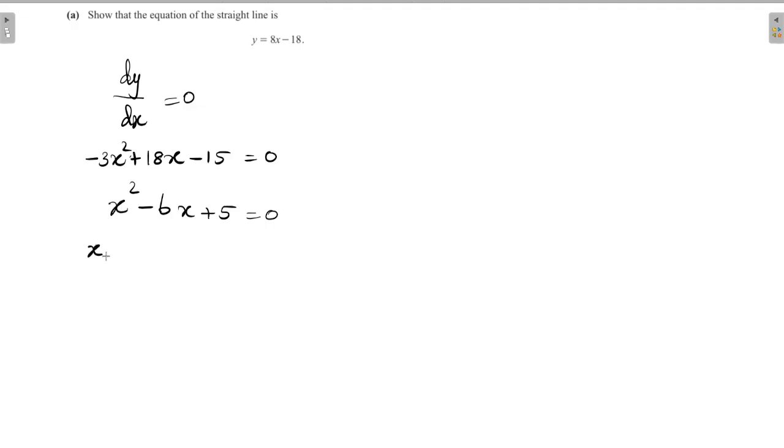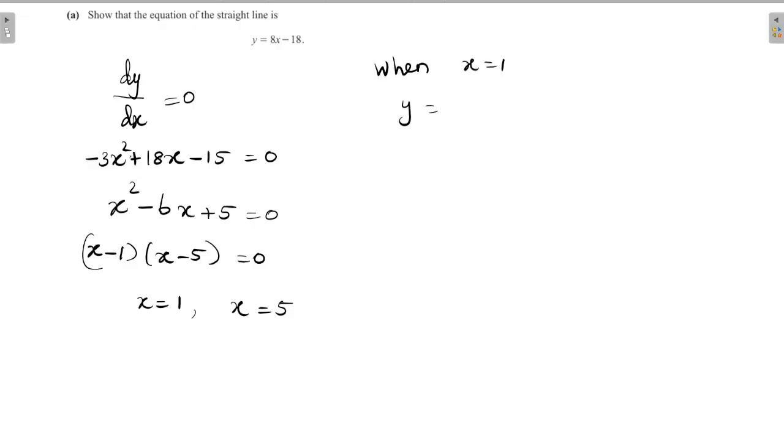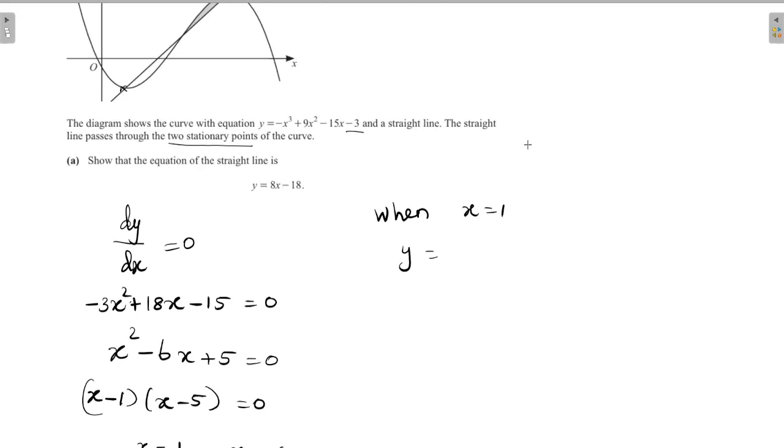So (x − 1)(x − 5) = 0, so x = 1 and x = 5. These are the x coordinates of the stationary points. When x = 1, what is y? Replace x = 1 in the given curve: −1 + 9 − 15 − 3, so y = −10. So one of the points is (1, −10).